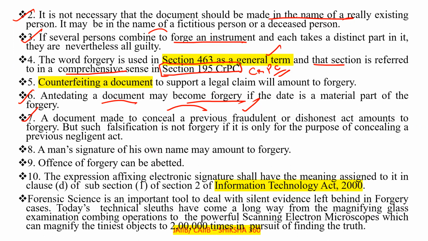A man's signature of his own name may amount to forgery. Clear? The offense of forgery can be abated. So I request all of you to kindly tell in the comment section what is the meaning of abated.